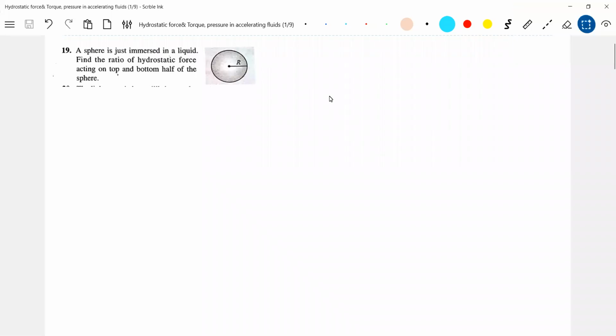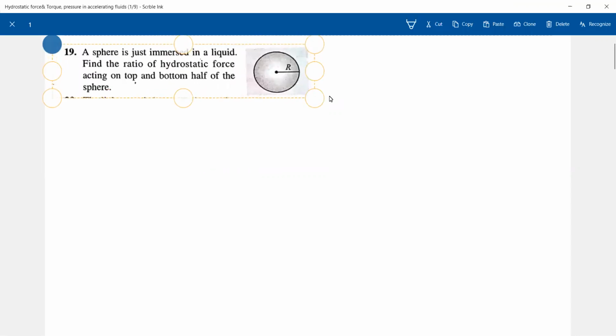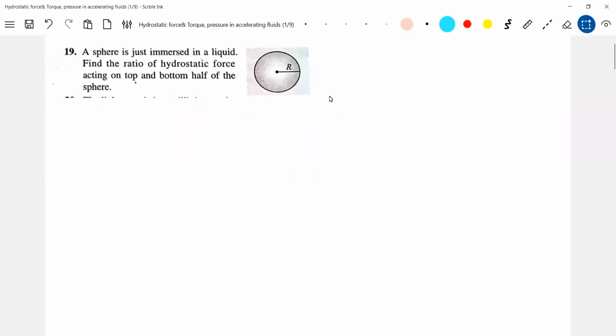I think I already gave this in an assignment. So what is the force acting on the... find the ratio of hydrostatic force acting on the top and bottom of the sphere. The sphere is totally immersed in liquid. We have to calculate the ratio of the force exerted by the liquid on the top as well as the bottom.